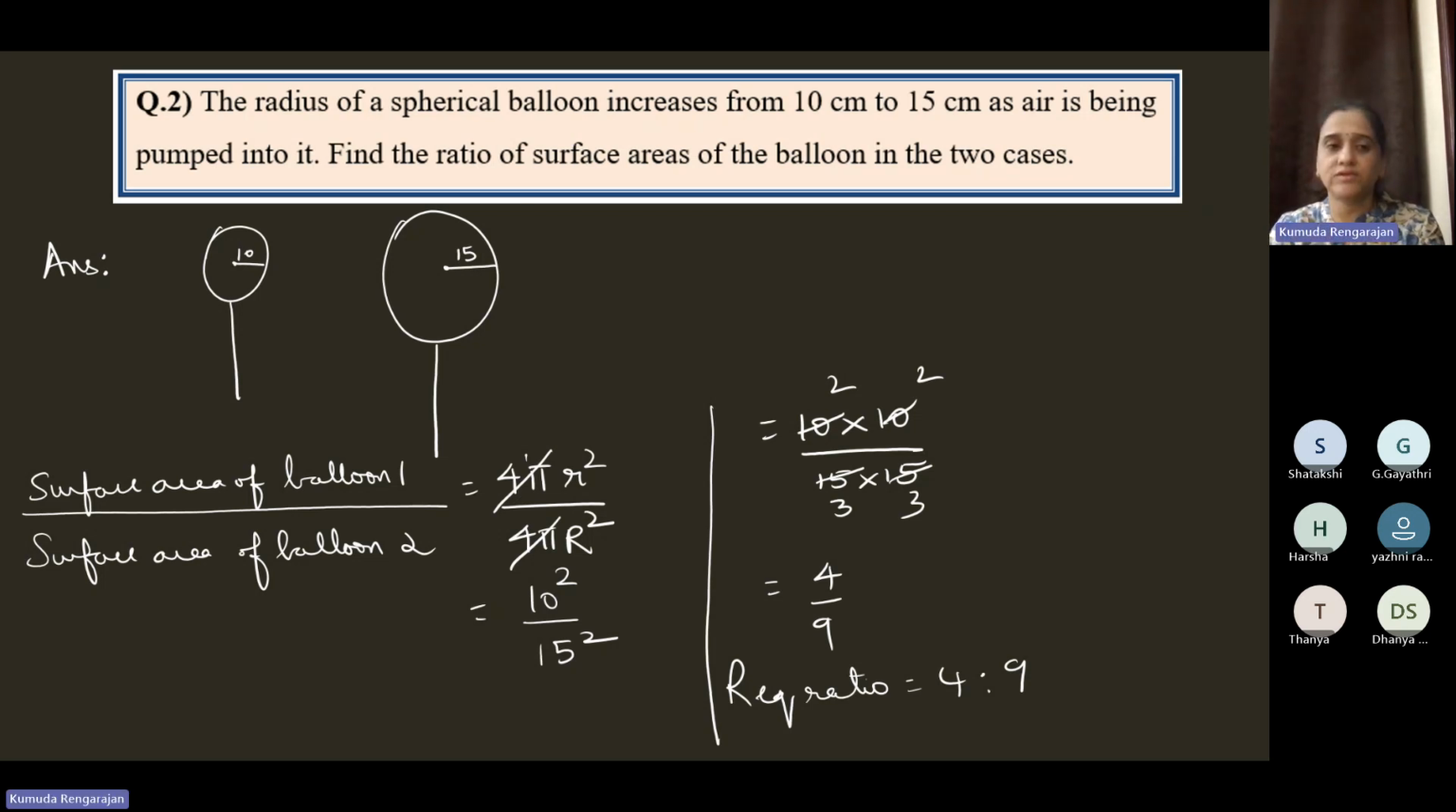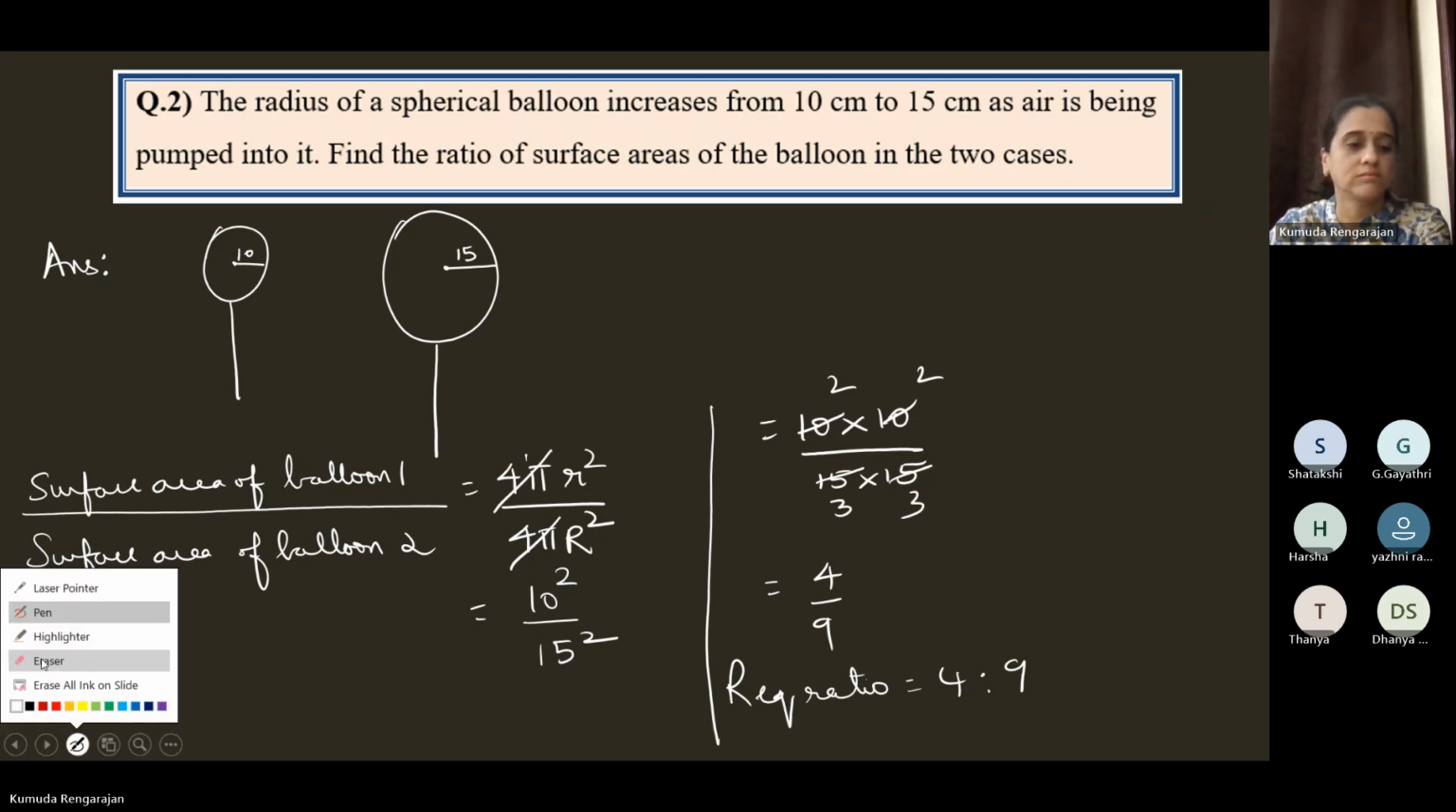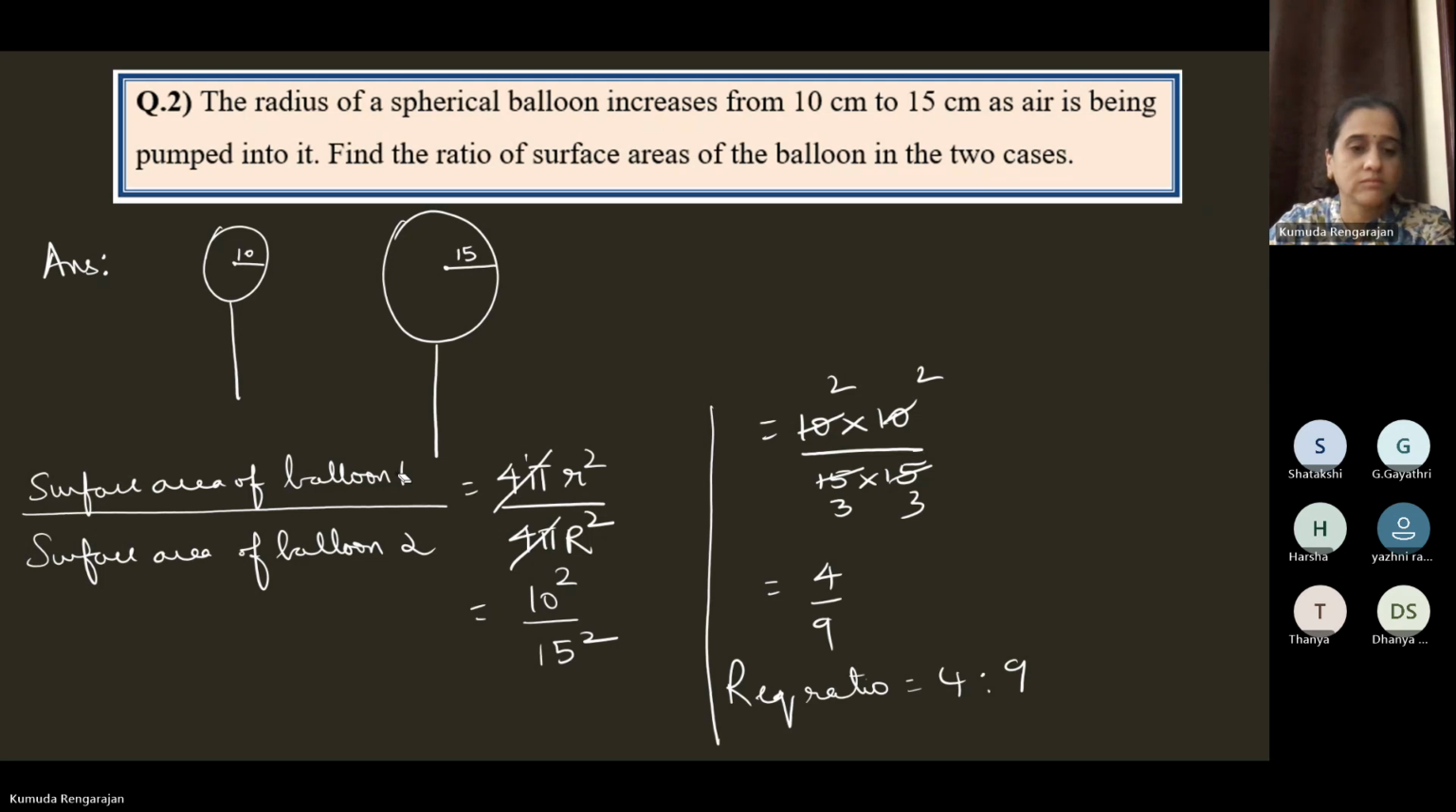And also write surface area of the balloon in case 1 by surface area of balloon in case 2. In case 1, in case 2.